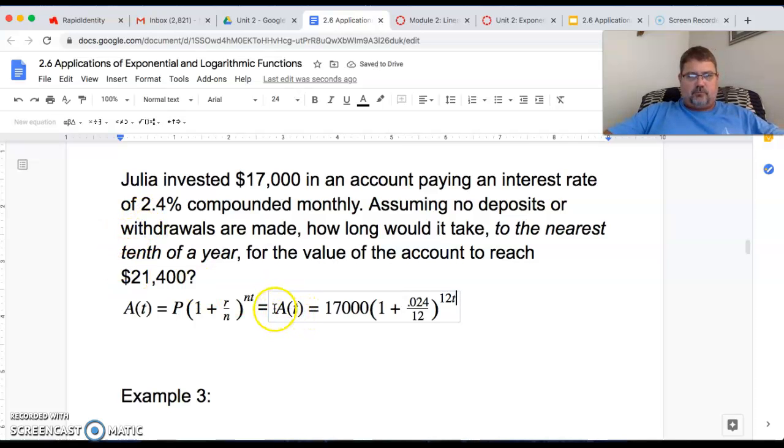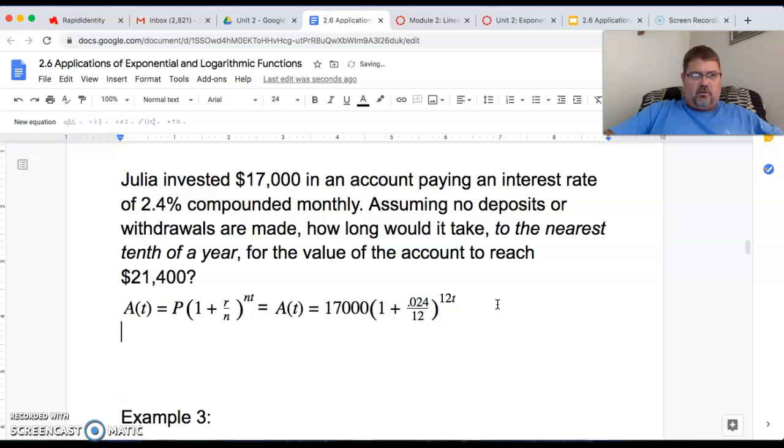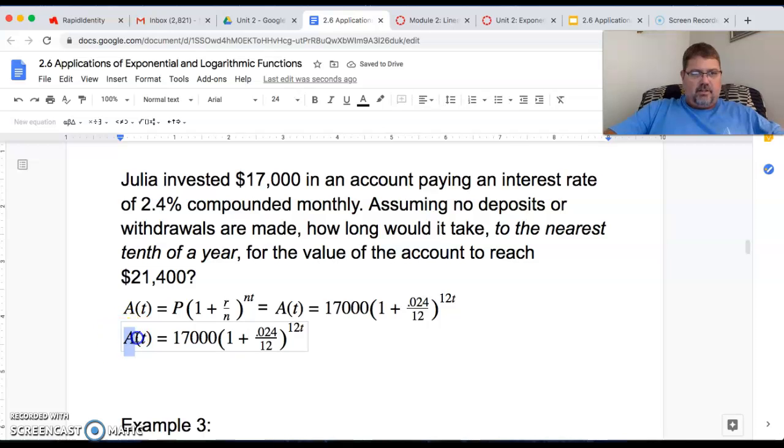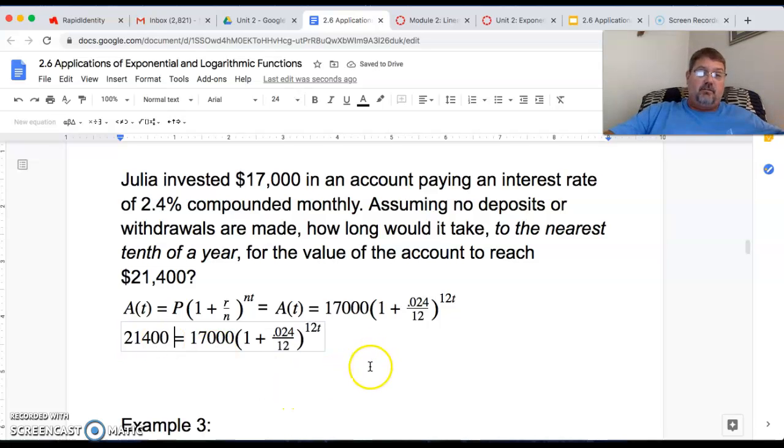Now, I'm going to copy that. I'm going to get smarter as I go along here, guys. We're told that we want it to get to 21,400. So that's what goes right here, actually. A of t is going to be 21,400. And there's the equation we actually need to solve.